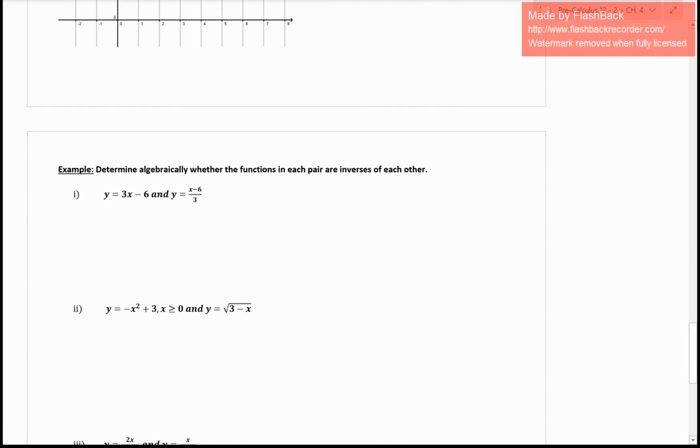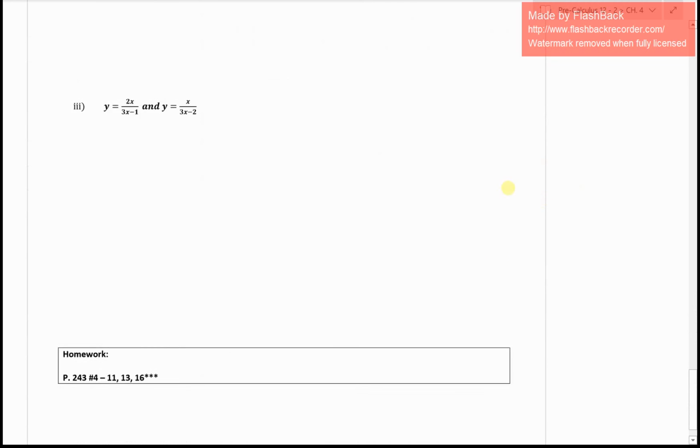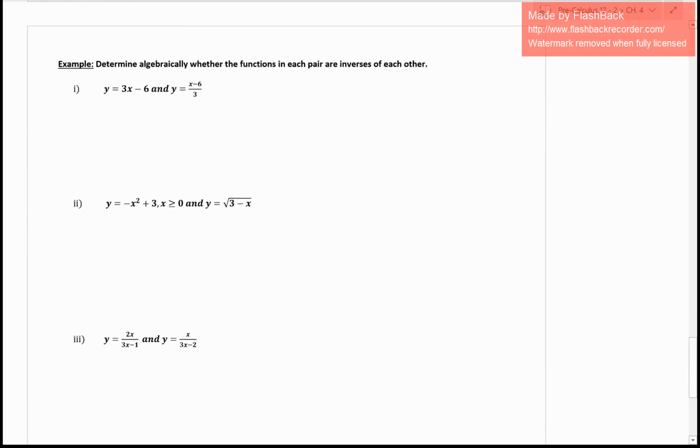We are going to move on to the next example. We are now going to find the equation of the inverse. Or, similarly, here it says determine algebraically whether the functions in each pair are inverses of each other. So I will show you the first one, and you can think about the second one, and I'll show you the last one, because the last one is quite difficult. You can try it on your own, of course, but anyway, I'll show you the first one.